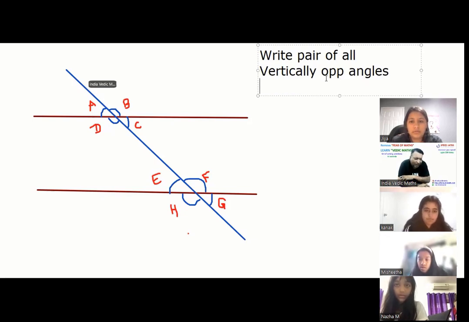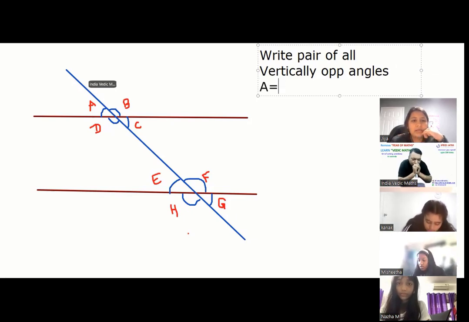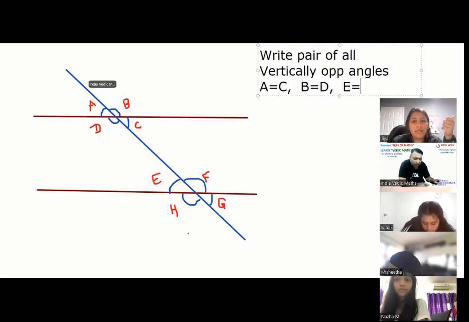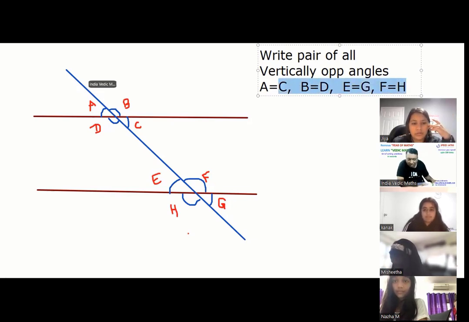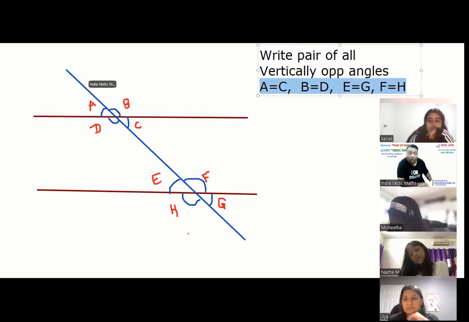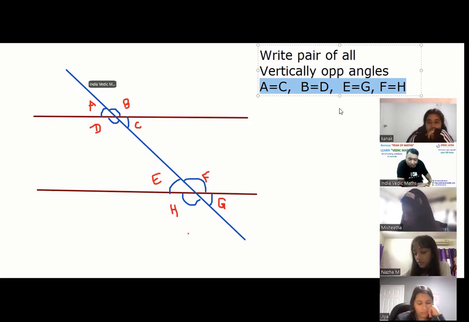So let Gia start on this. Gia, what are the pairs of vertically opposite angles here? Let's say A. What is A equal to? C. So A and C are a vertically opposite pair. And B equal to? B and D. Good. What else? E and G, and F and H. So guys, these are the 4 pairs or not? Everybody agree? Is there anyone who could not do this? These are 4 pairs of vertically opposite angles. So they are equal. You have to always write equal, okay? A equal to C, B equal to D.